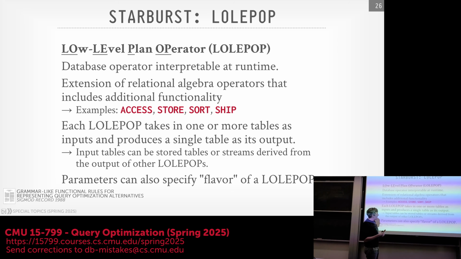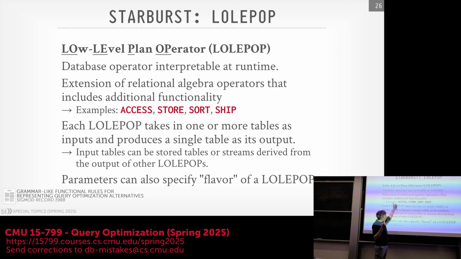So the lollipop would be something like, I want to do a join, I want to do a sort, I want to do a ship. And then rather than having different physical operators that represent the different implementations of how you do a join, you wouldn't have a hash join lollipop or a sort merge join lollipop. You have a single join lollipop, and then the input parameter into that lollipop specifies what, as they say, the flavor of that lollipop is. So you would have an input parameter to a join lollipop say, I'm going to do a hash join, or I'm going to do a sort merge join. And that's different than what we'll see in Cascades, where they'll have explicit operators for the different join implementations and so forth.